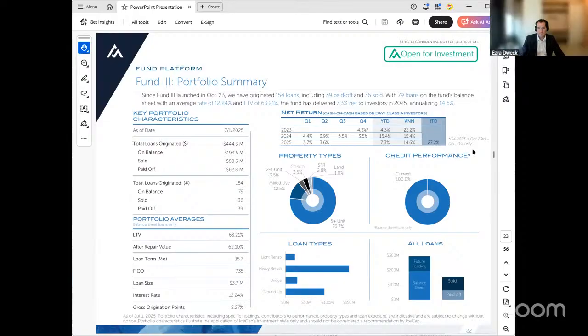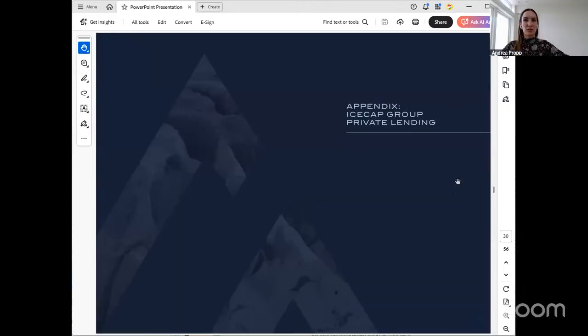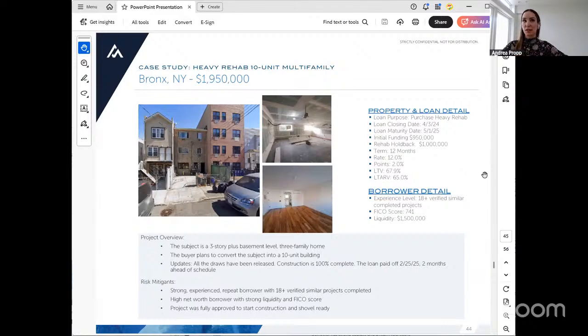Sure. Okay, so let me take us quickly to our appendix. We've got a whole bunch of loan examples here. I think this one's a really good one. This is sort of our bread and butter. Why don't you chat about this?